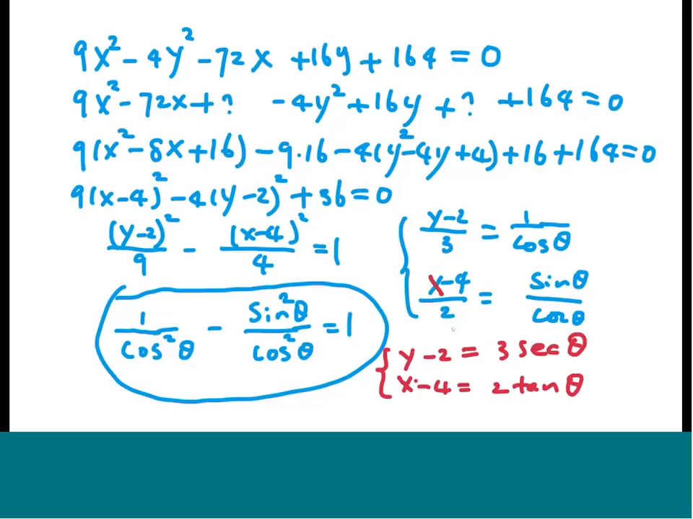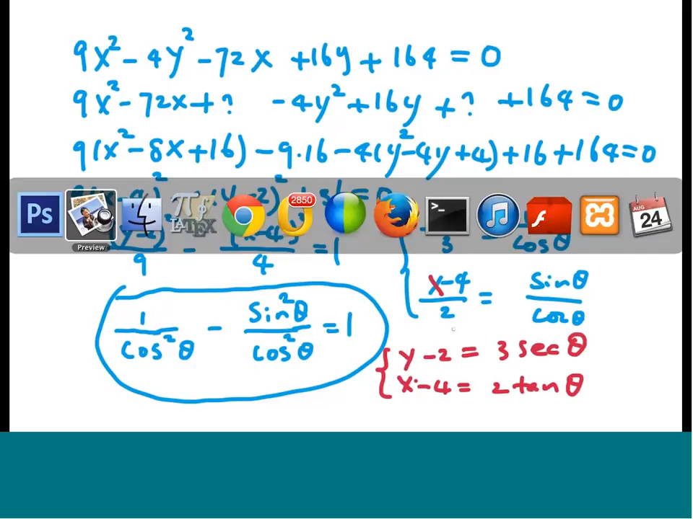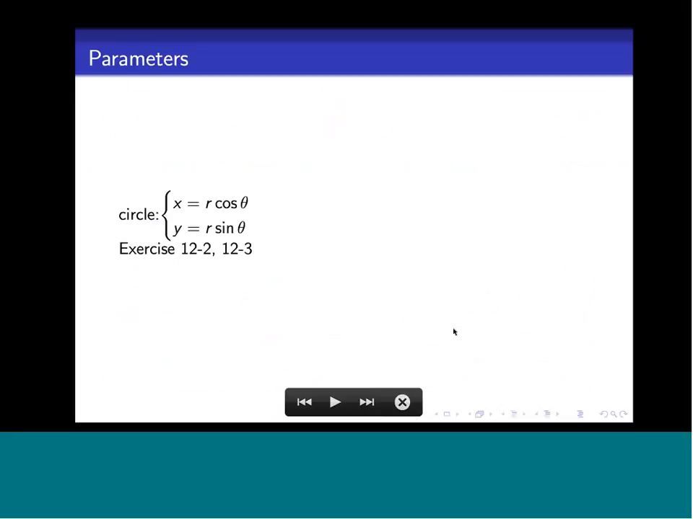Otherwise, our next one is: what is that curve? You want to do this? Just eliminate cosine theta. Eliminate theta. Okay, get some relationship between x and y. That's all you need to do.